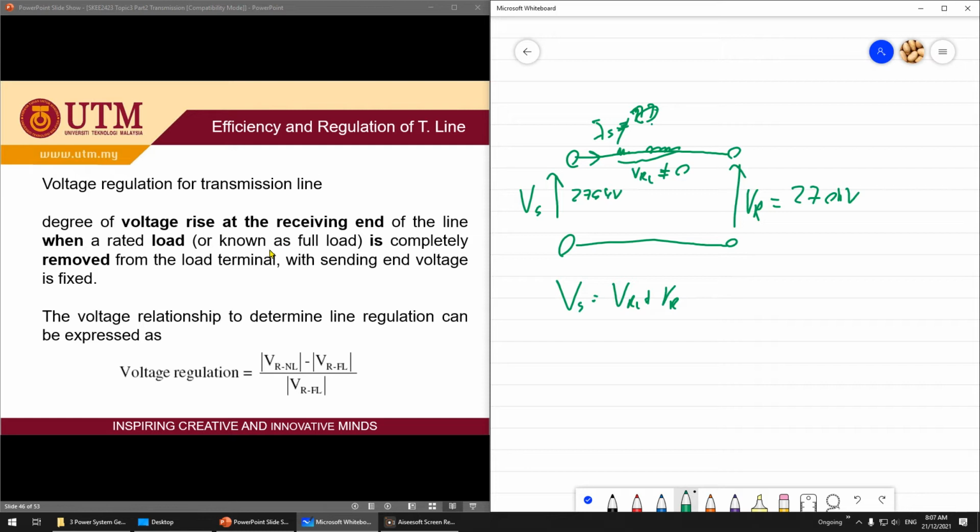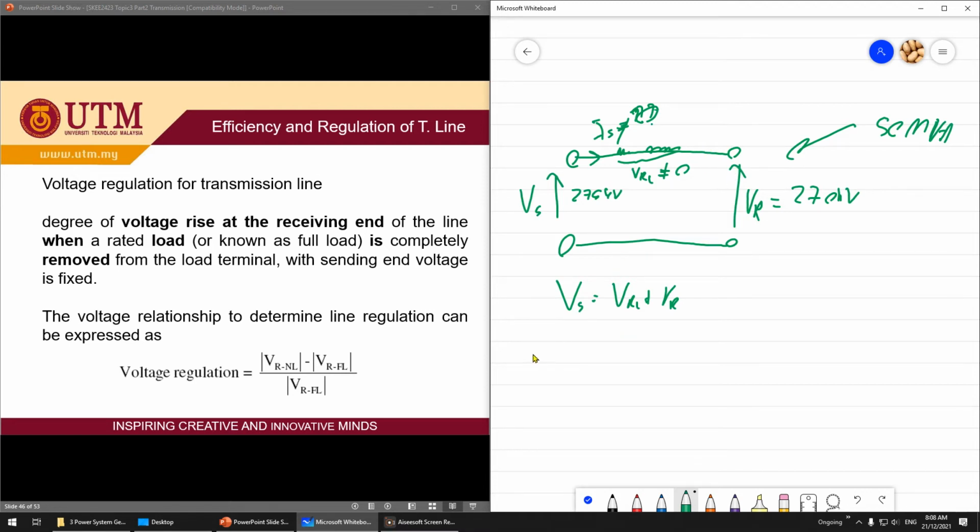So how to do this? We look at the rated load. Rated load means the full load, for example, the full load of the transmission line. The transmission line has a maximum capability. So at full load, for example, this is given as 50 MVA. So basically 50 MVA is the full load, which means the maximum capability of the transmission line.